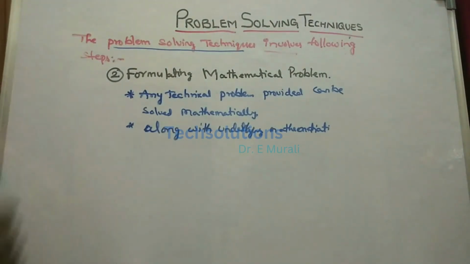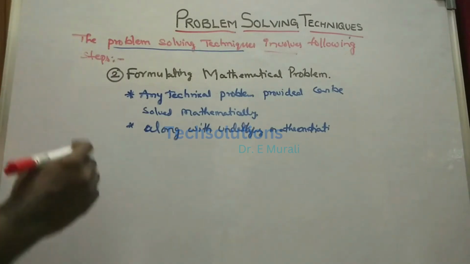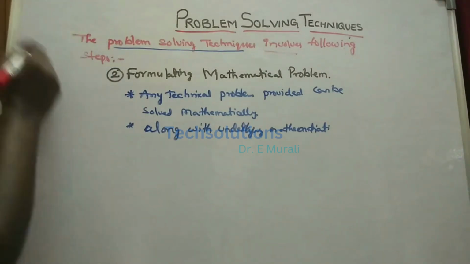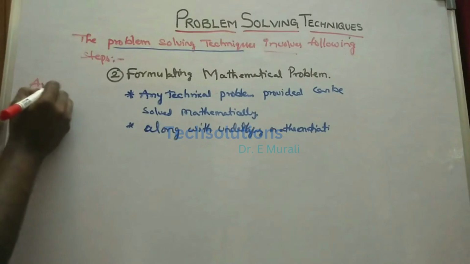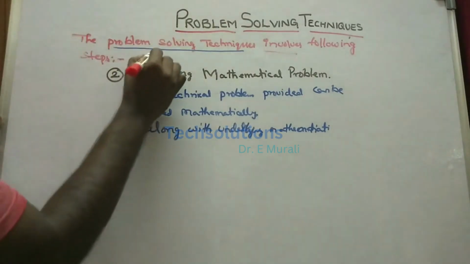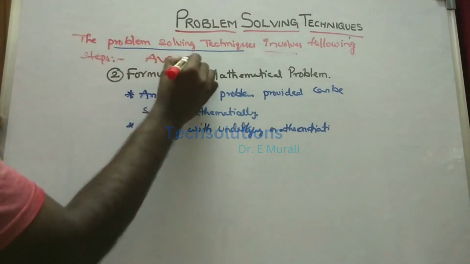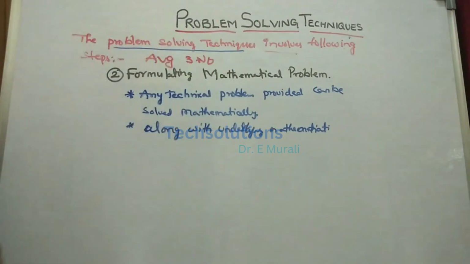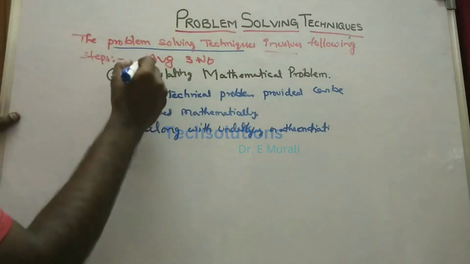Now here, how can I convert my problem statement into a mathematical formulation? Suppose in the previous step, in defining the problem statement, what was the problem statement? The average of three numbers. That is my problem statement, right?